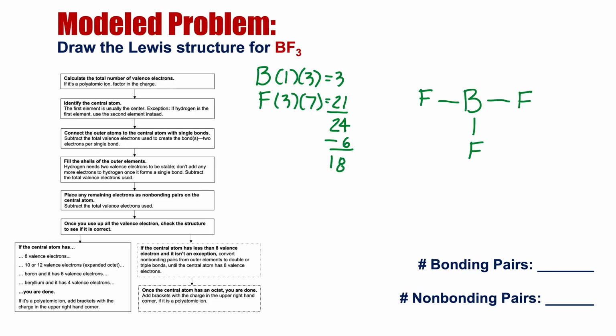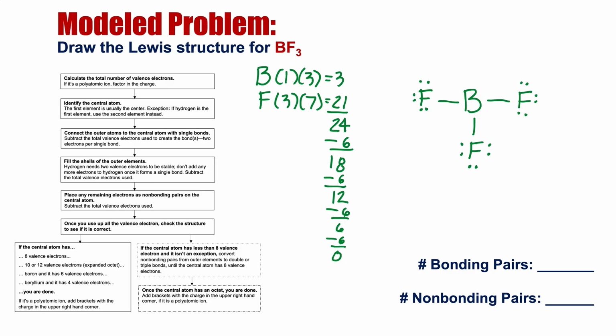Now I'm going to go through and fill the outer shells. Just remember, as you're going through and filling the outer shells, you're subtracting. Keeping track of the inventory is key. You can see when I fill that last fluorine, I reach the point where there are 0 electrons left over. Now when I check boron, it has 2, 4, 6 valence electrons. I have to recognize that boron is an exception that wants to have less than 8 valence electrons. It wants to have 6, that's how many it has, so it's done.